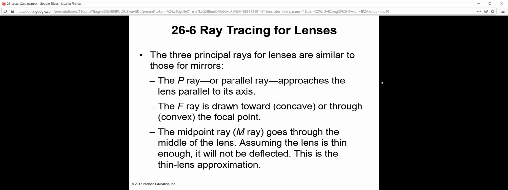The three principal rays for lenses are, unsurprisingly, similar to those for mirrors: the parallel ray, the P ray, the focal ray, or the F ray, and this time we have a midpoint ray rather than a center point ray. This goes through the middle of the lens and assumes the lens is thin enough that it will not be deflected.